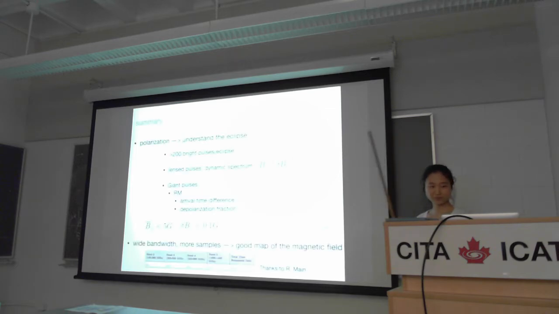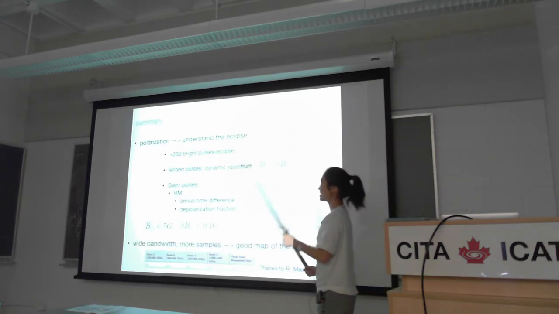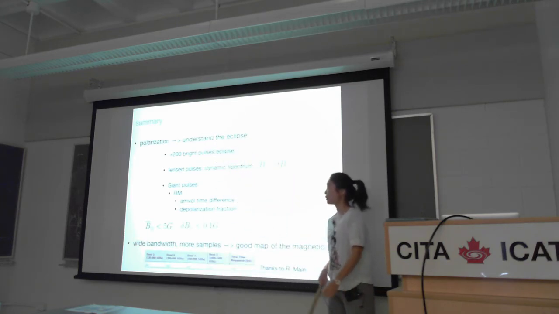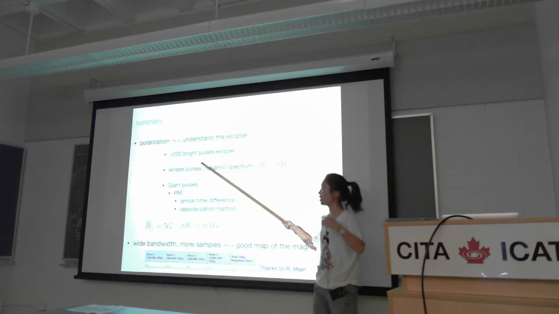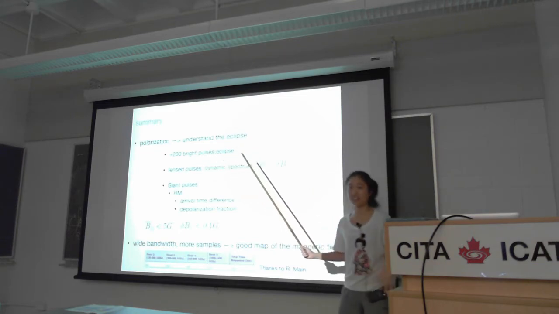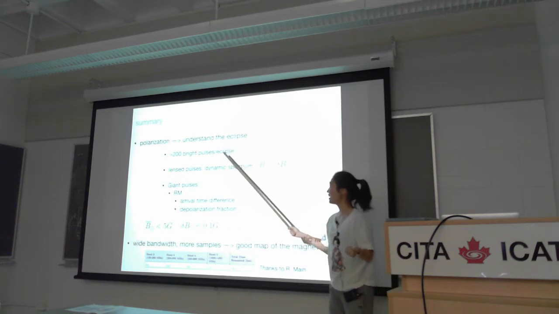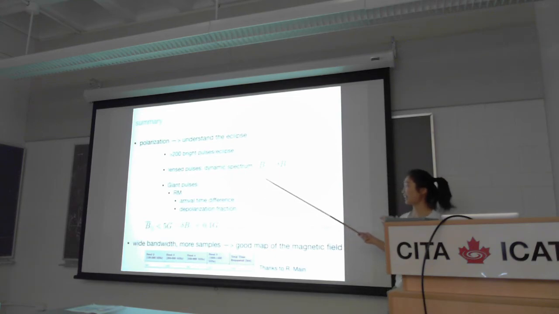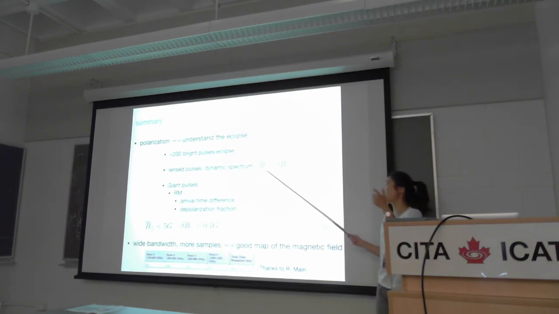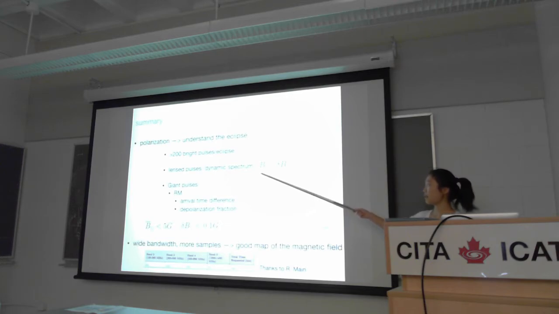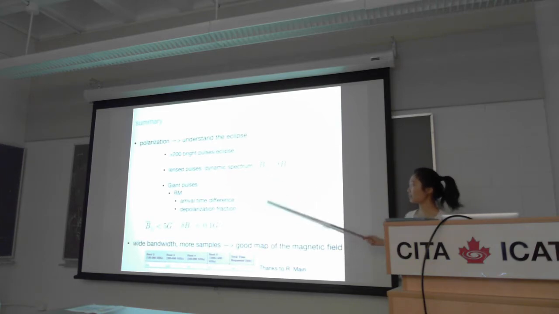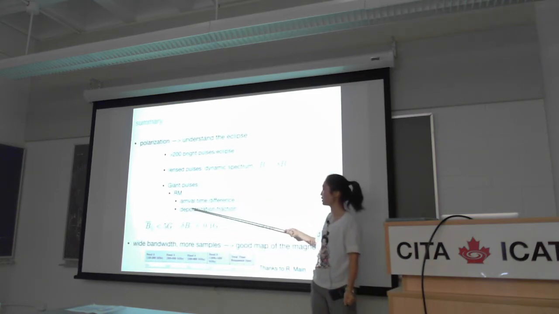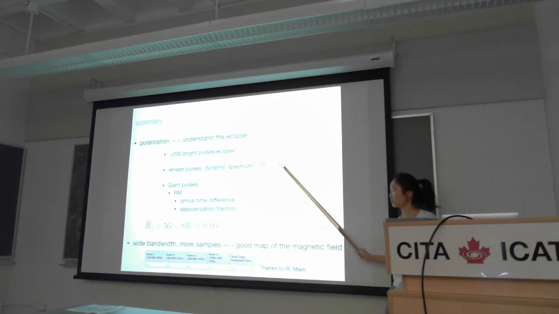So in summary, polarization is important to understand the eclipse mechanism, and we could have lots of examples of individual pulses near the eclipse for us to measure the polarization. By looking at the dynamic spectrum of lensed pulses, it can give us quantitatively the order of magnitude of the parallel magnetic field and the variance of the parallel magnetic field. By looking at the giant pulses, we can measure the RM, arrival time difference, and depolarization fraction. That can also give us these two things.